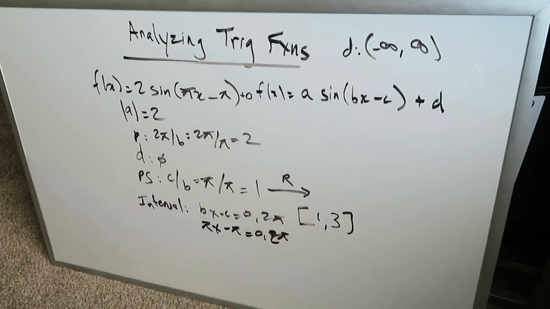And I told you before, the interval represents your period as well. If you take the difference of these, you'll get the same value as your period. 3 minus 1 is a 2, and you're having a period of 2. Good. Let's look at our range values.